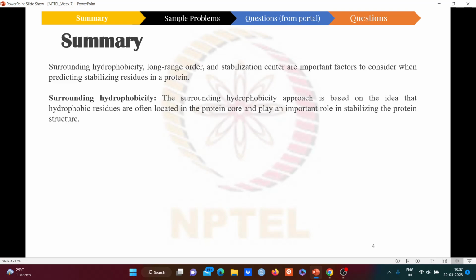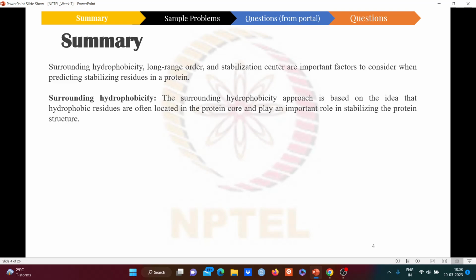Here I'll be discussing some of them. First, let's start with the surrounding hydrophobicity. This approach is based on the idea that hydrophobic residues are often located in the protein core and play an important role in stabilizing the protein structure. This approach involves calculating the hydrophobicity of amino acid residues surrounding a given residue and identifying residues with high hydrophobicity values as potentially stabilizing residues.